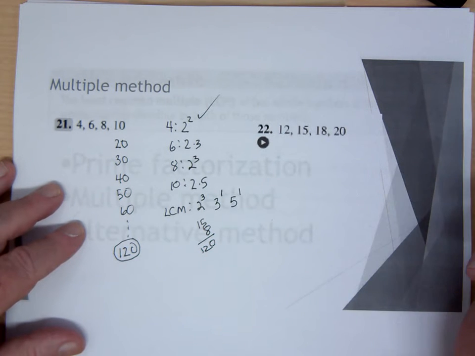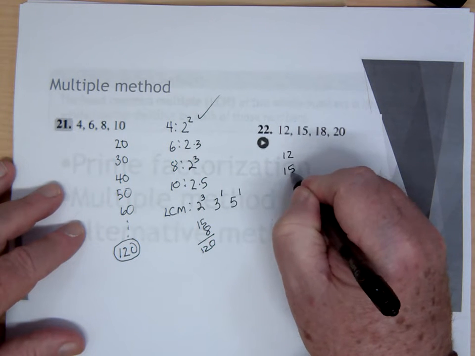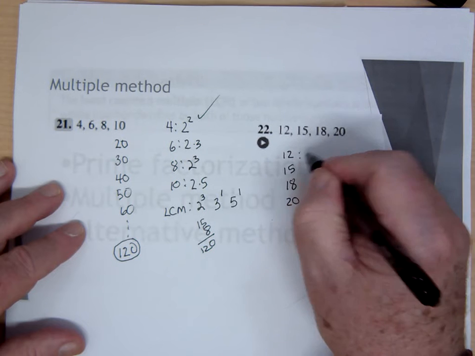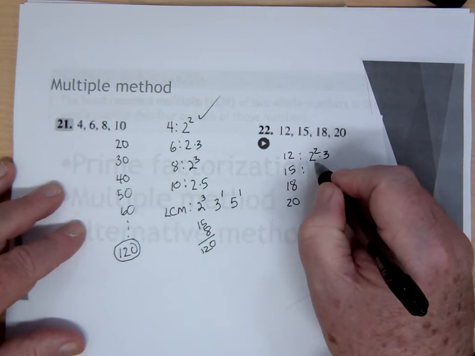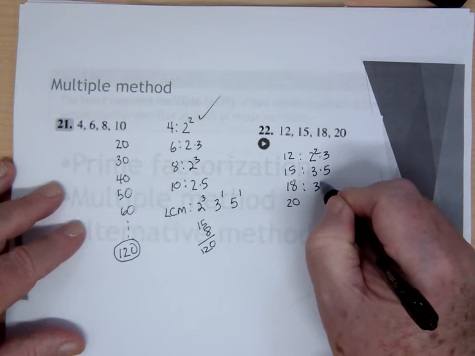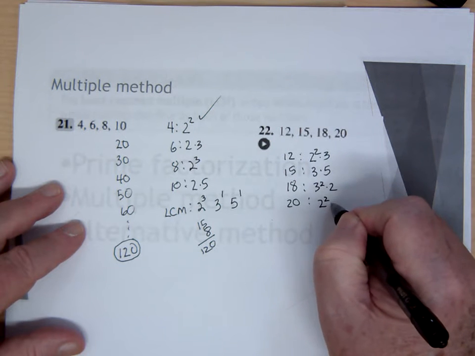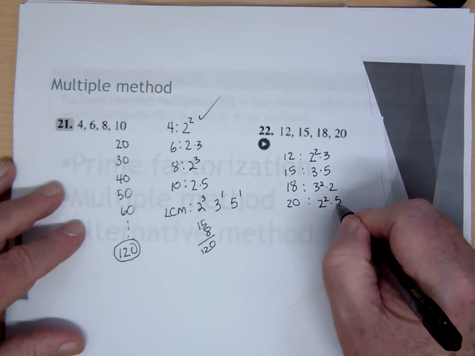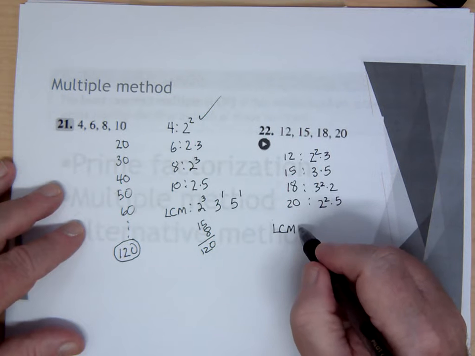Let's do this next problem that way. So I have 12, 15, 18, and 20. So this is 2 squared times 3. This is 3 times 5. This is 3 squared times 2. And this is 2 squared times 5. So for the least common multiple, every factor that is up there has to be represented.